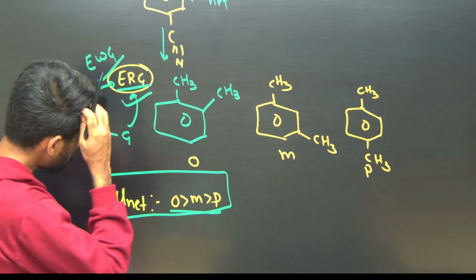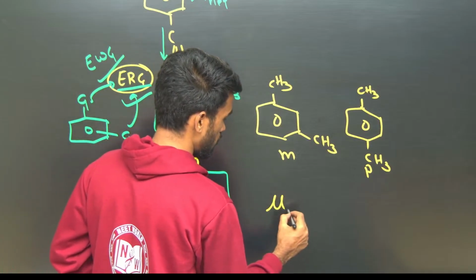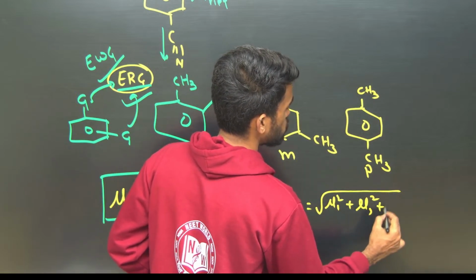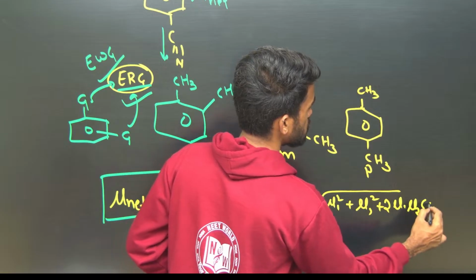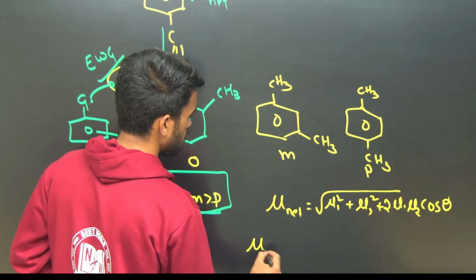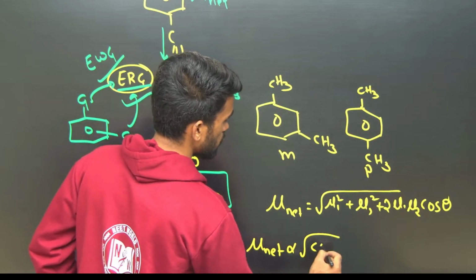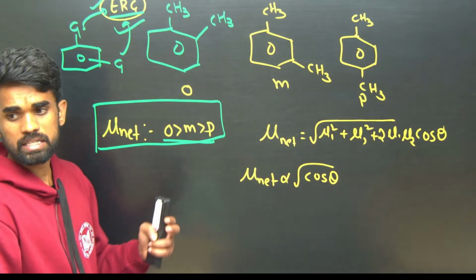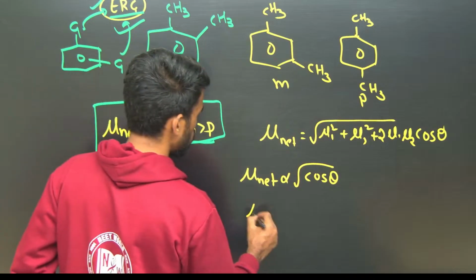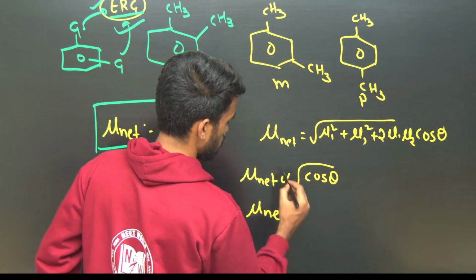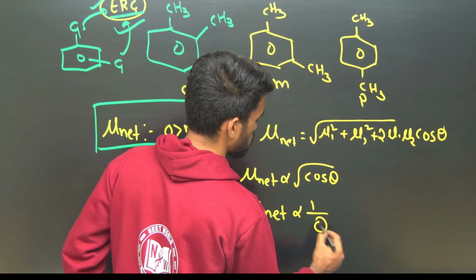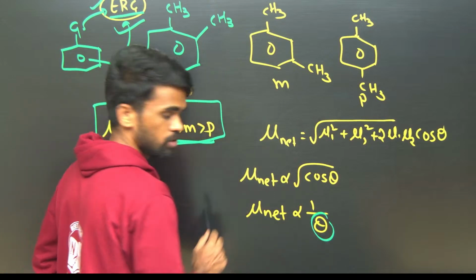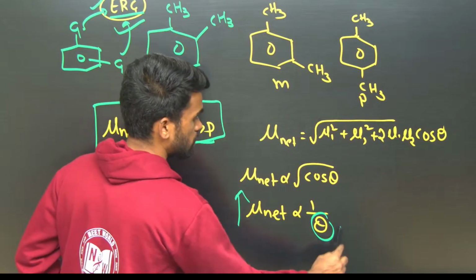Okay, so now what is that formula we have learned? Mu net equals root over mu1 square plus mu2 square plus 2 mu1 mu2 cos theta. Right, so mu net is directly proportional to root over cos theta. So if we look at the cos theta values, as theta value increases, cos theta decreases. So mu net is directly proportional to cos theta and inversely proportional to theta, I am writing just for understanding purpose. So the more the theta, the lower will be the mu. These are inversely related.